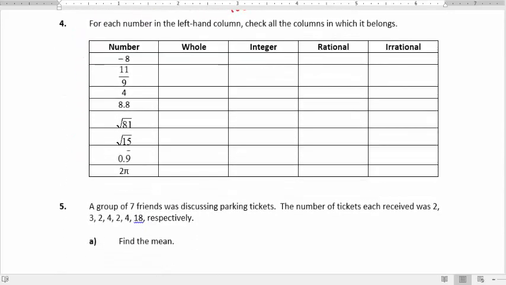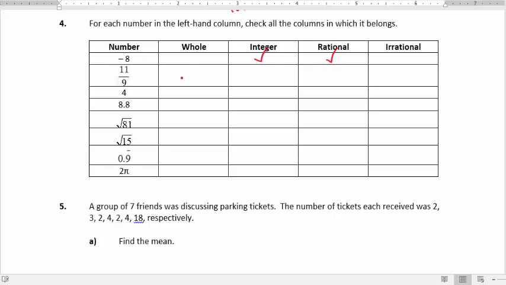All right, so now this is the whole idea of classifying the numbers. So negative 8, is that a whole number? No, because whole numbers started at 0, didn't contain any negatives. But is it an integer? Yes, it is. Is it a rational number? Yes, because you can write it as negative 8 over 1. So if it's rational, it can't be irrational.